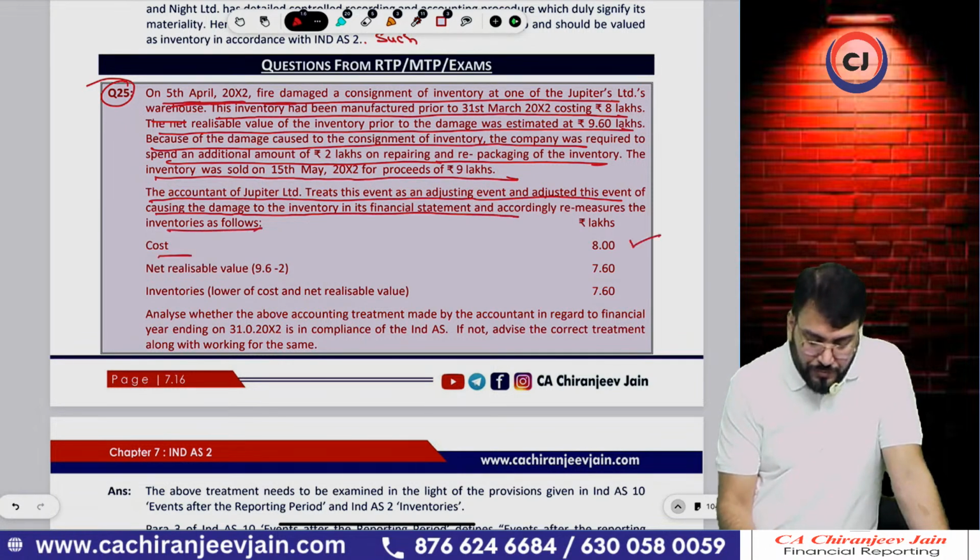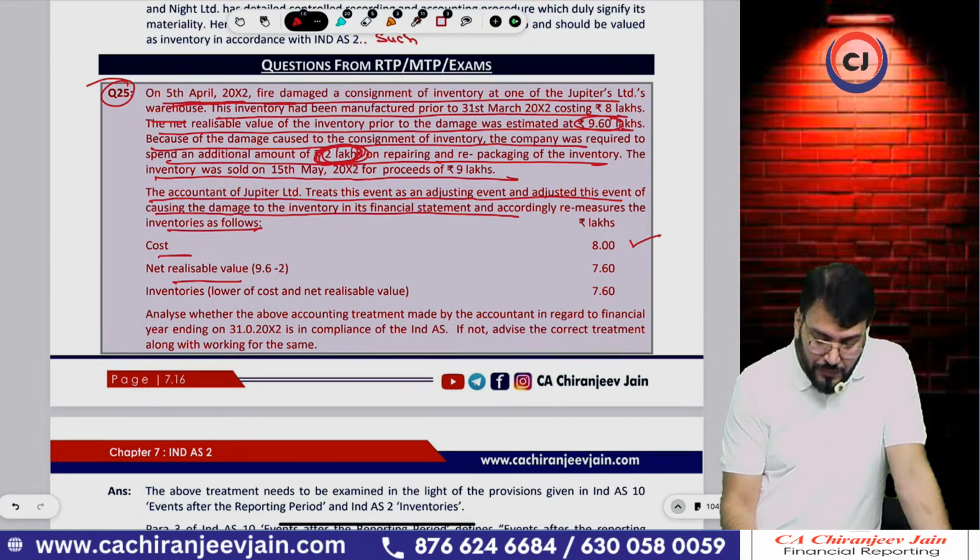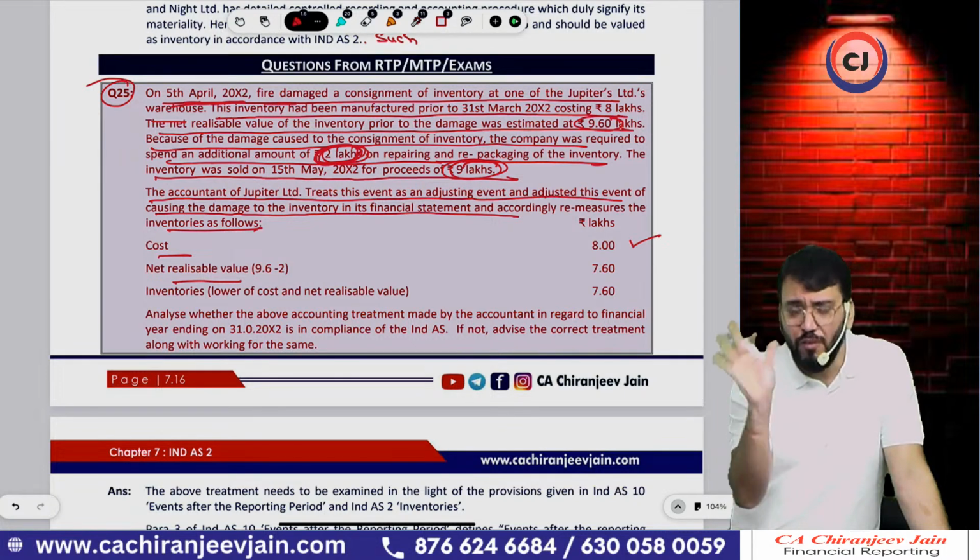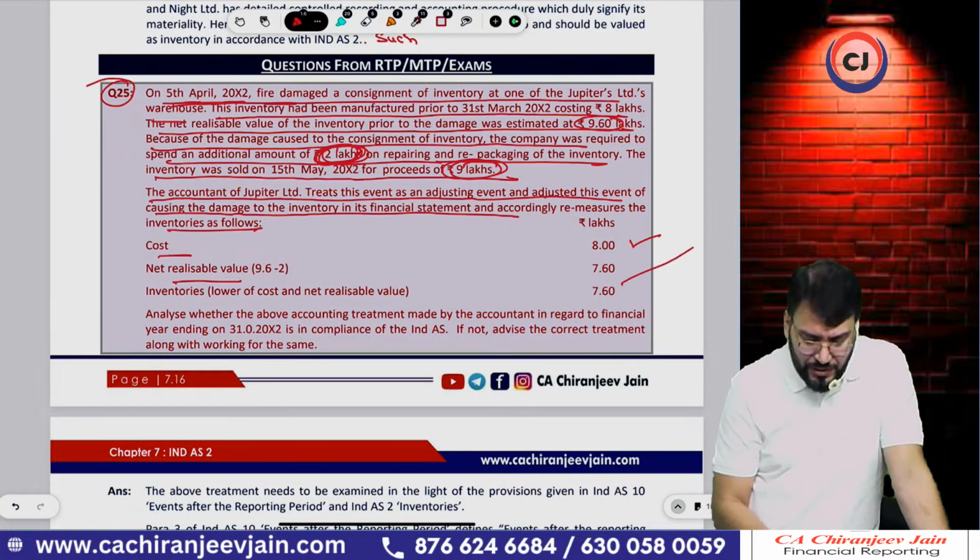Cost is how much? NRV, they have given 9.6 minus 2 lakh because some repairing expense will be done. Understood? And what was the date of approval? They have not given it, na. Date of approval is not given. Chalo, they have not considered this 9 lakh. It is quite possible the sale has happened after approval of the financial statements. Quite possible. Chalo, what they have done is this.